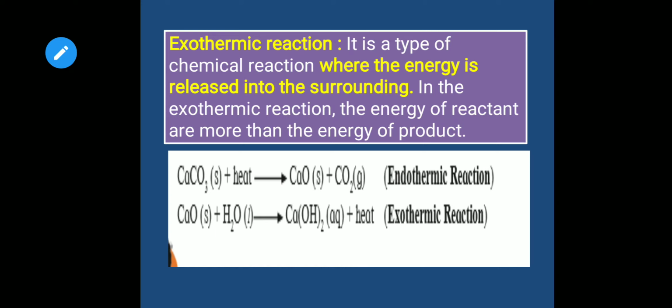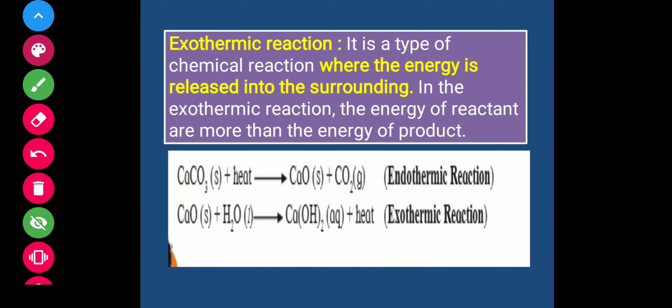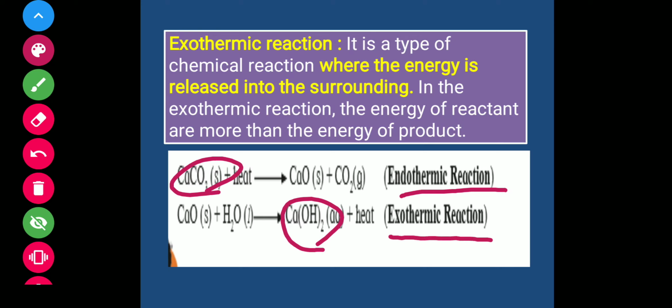Here is an example of endothermic and exothermic reactions. The first one is decomposition of calcium carbonate. Decomposition of calcium carbonate is an example of an endothermic reaction. And calcium oxide plus water gives slaked lime, which is called calcium hydroxide. It is an exothermic reaction.